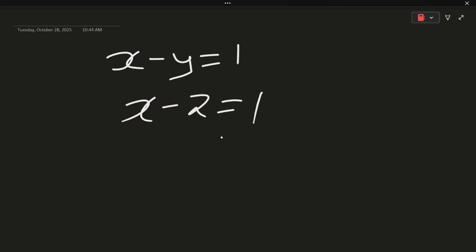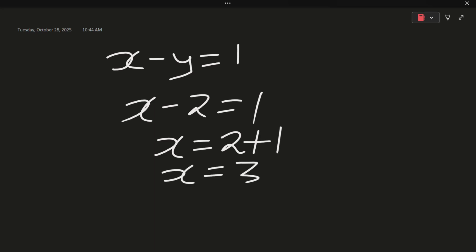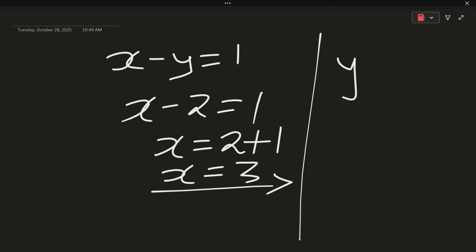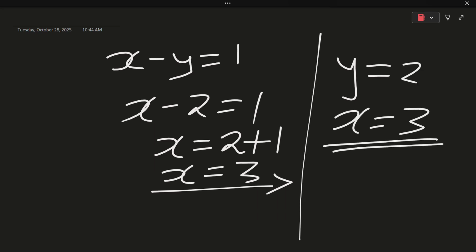So for the value of x, you just move this negative 2 to the other side of the equal sign and it becomes positive. That is 2 plus 1, and this is equal to 3. So our solutions, we are saying we have y being equal to 2 and x is equal to 3. So that's how we do it when using the substitution method. That's how we go about it.